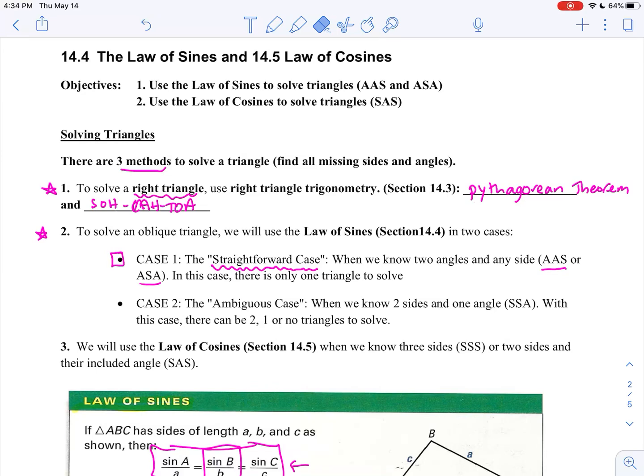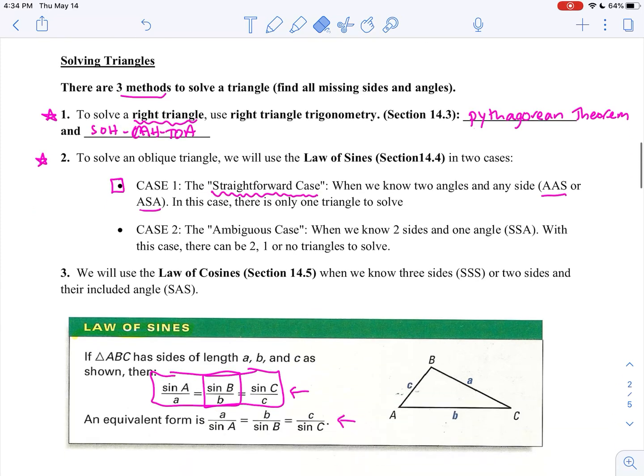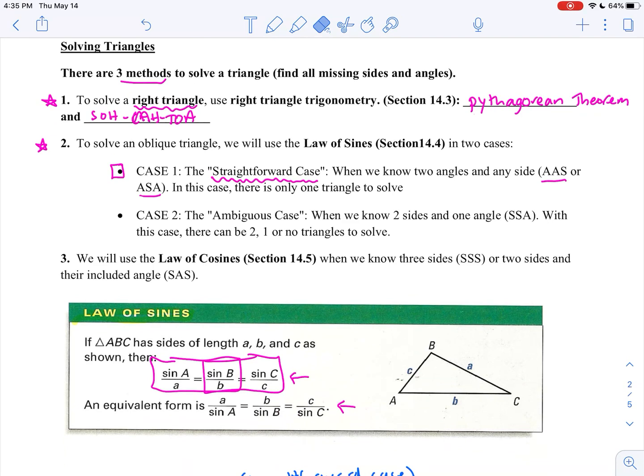So we looked at case 1, the straightforward way of solving for an oblique triangle given two angles of a triangle, whether it was the situation in which you had angle, angle, side, or whether you had angle, side, angle. It was pretty easy for us to solve for the third angle and therefore use law of sines to solve for the remaining sides.